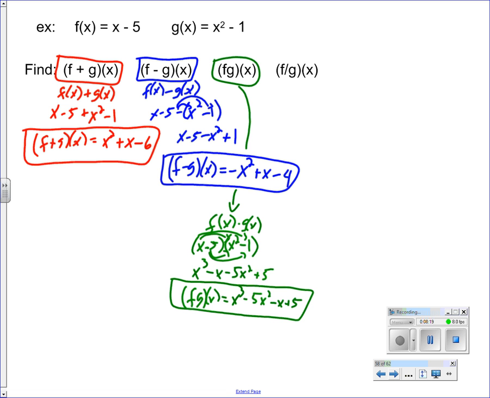And our last one is quotient. So we have f of x over g of x. That's going to be our f rule, which is x minus 5, over the g rule, which is x squared minus 1. And there's nothing we can simplify there, so we can just leave it written out like that.